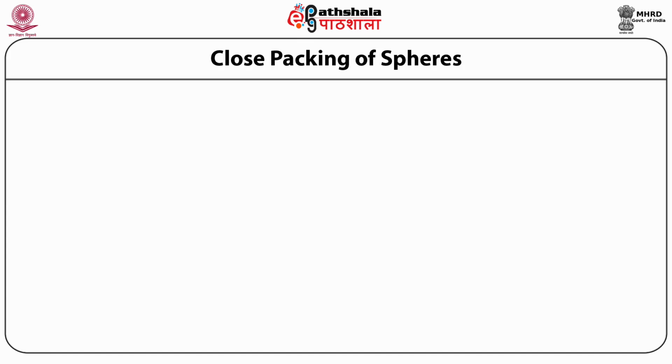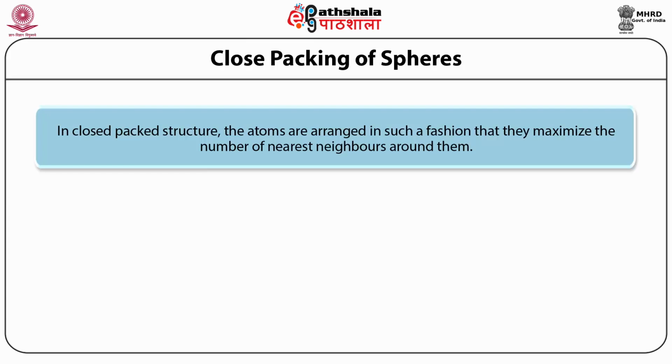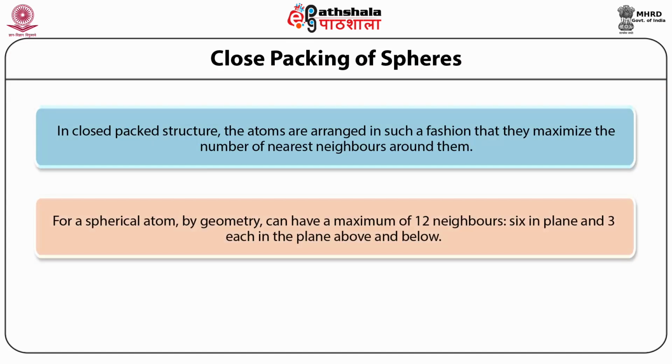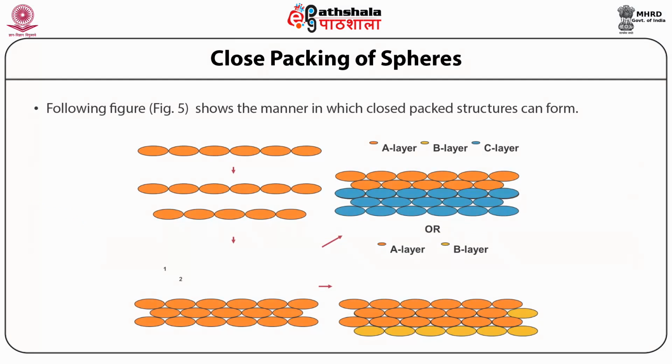Close packing of spheres, or we can say, students, close packed structures. In a close packed structure, the atoms are arranged in such a fashion that they maximize the number of nearest neighbors around them. For a spherical atom, by geometry, it can have a maximum of 12 neighbors, 6 in a plane and 3 each in the plane above and below. The figure shows the manner in which close packed structures can form.